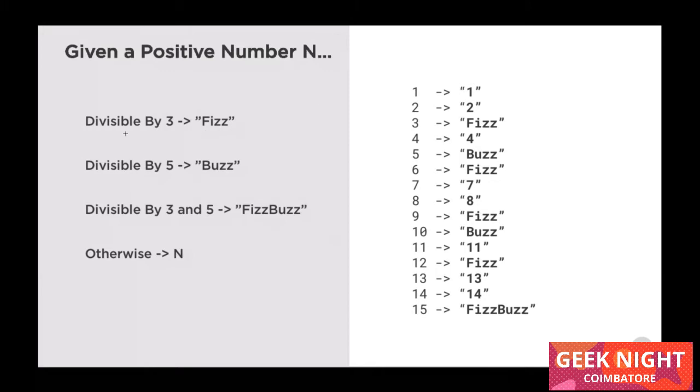So these are our requirements. Let's take each and every requirement and start writing. Given a number, if you give 3, it should return Fizz. If you give 5, it should return Buzz. If it is divisible by 3 and 5, it should return FizzBuzz. Otherwise, we should get the same number. Let's start with the first one.